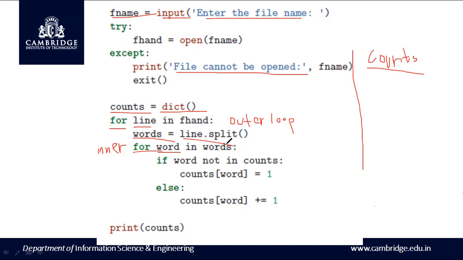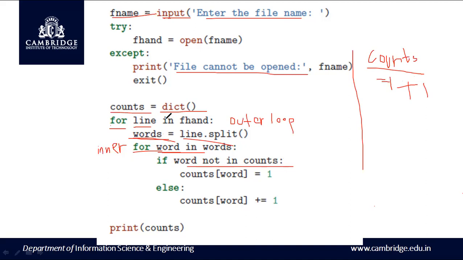In the previous chapter, we studied this split. What it does is it splits the sentence into words. Once the line is split into words, the next for loop traverses through each of the words in words. If the word is not in counts, that means the word is not present in counts, so initially you assign it 1. If it is present, you increment by 1.